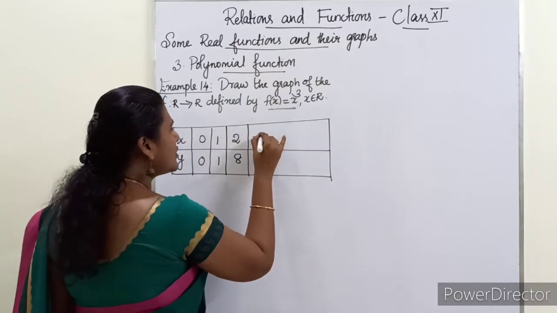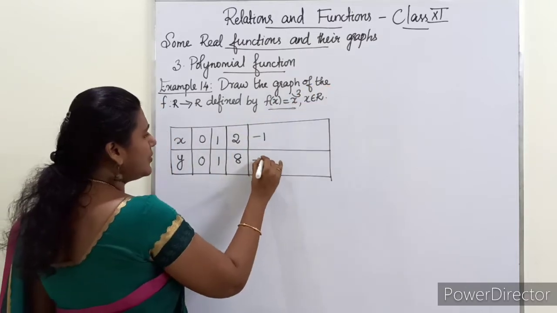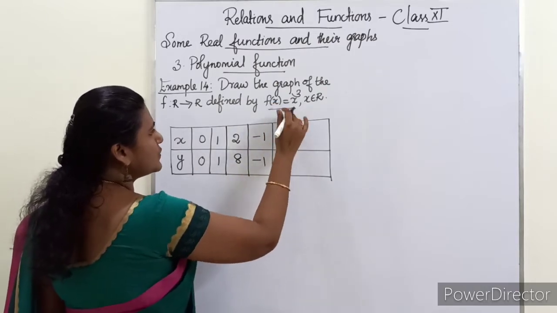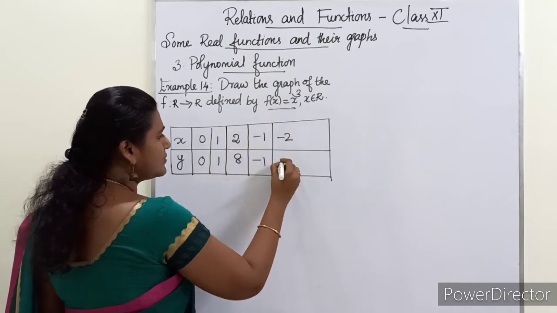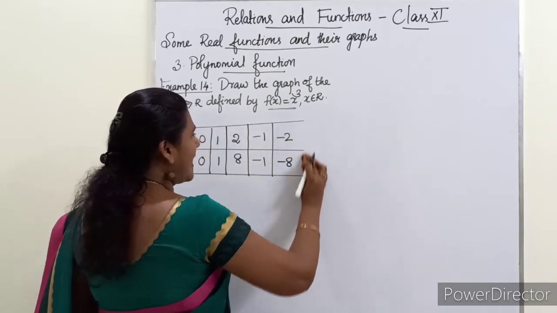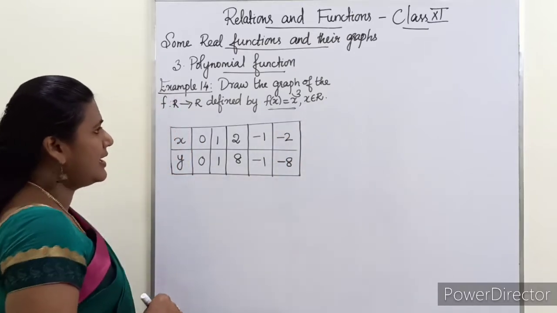Now we will take a few negative values. If x is equal to minus 1, y is equal to minus 1 the whole cube, that value is minus 1. If x is equal to minus 2, then y is equal to minus 2 the whole cube, that is minus 8. Now with these values, we are going to draw the graph of this cubic polynomial.